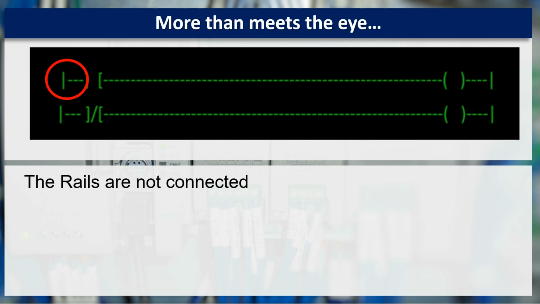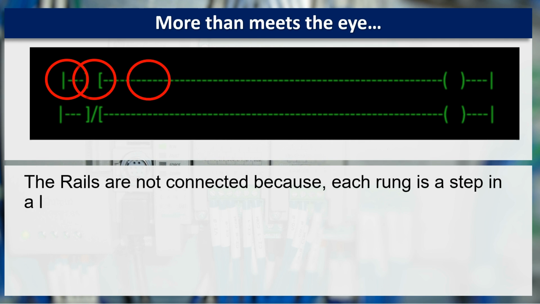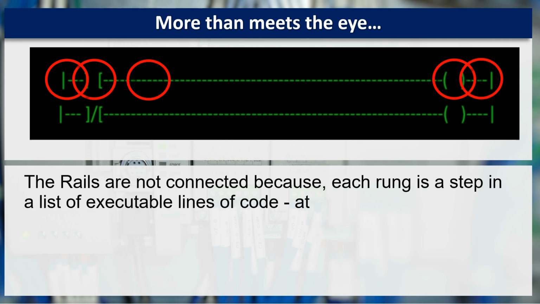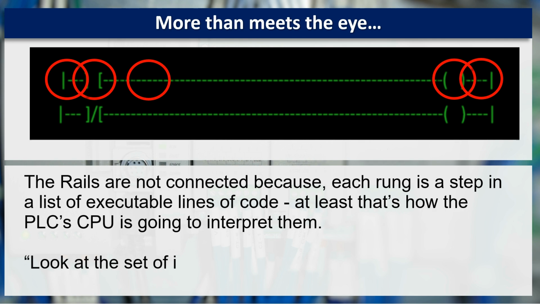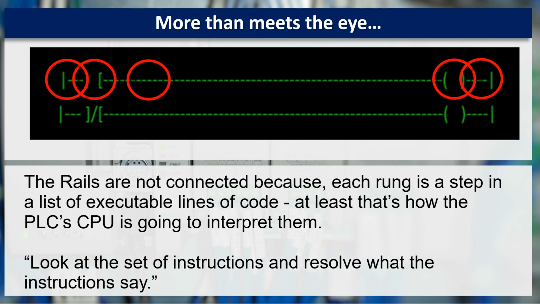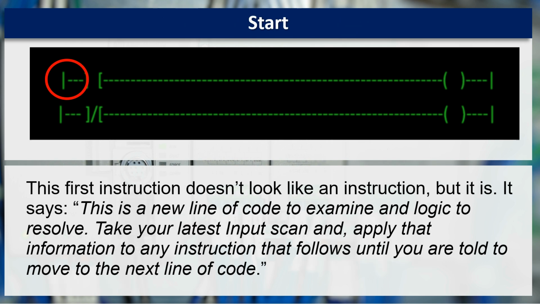The rails are not connected because each rung is a step in a list of executable lines of code. At least, that's how the PLC's CPU is going to interpret them. It's like saying, look at the set of instructions and resolve what the instructions say. This first instruction doesn't look like an instruction, but it is. It says, this is a new line of code to examine and logic to resolve. Take your latest input scan and apply that information to any instruction that follows until you are told to move to the next line of code.